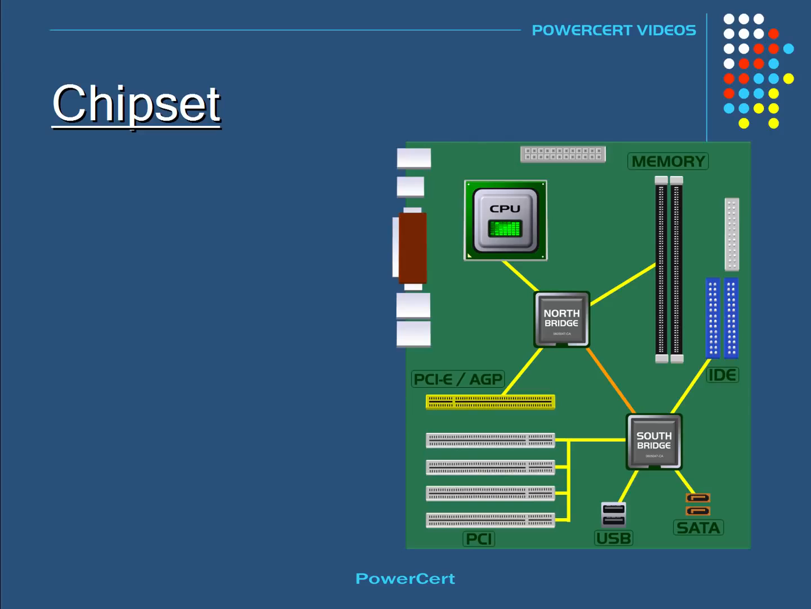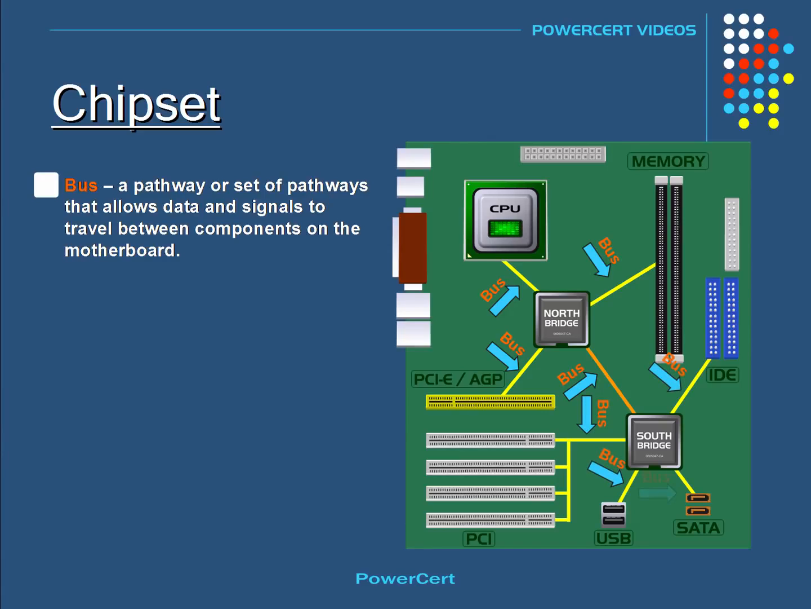Now both the North and South Bridge make these connections to various parts of the motherboard using pathways called a bus. And a bus is simply a set of pathways that allows data and signals to travel between components on the motherboard. The motherboard contains several kinds of buses that vary in speed and bandwidth. So for example, if a bus speed is said to operate at 66 MHz, then that means that particular bus can send data at 66 million cycles per second.